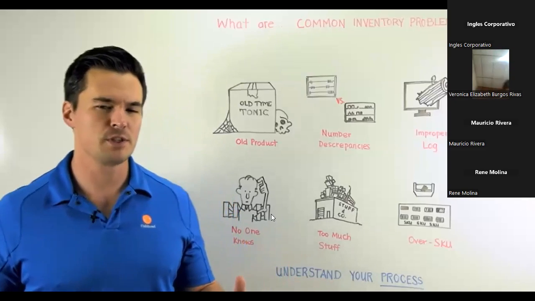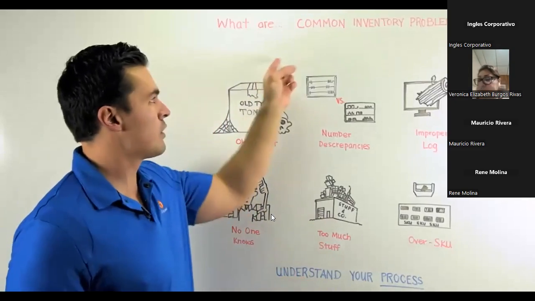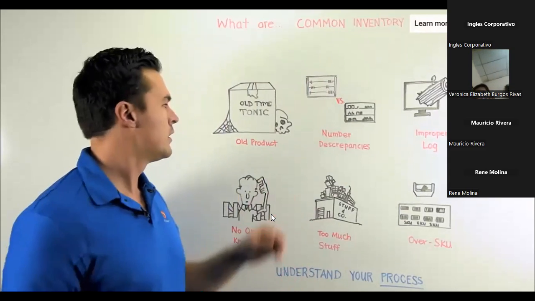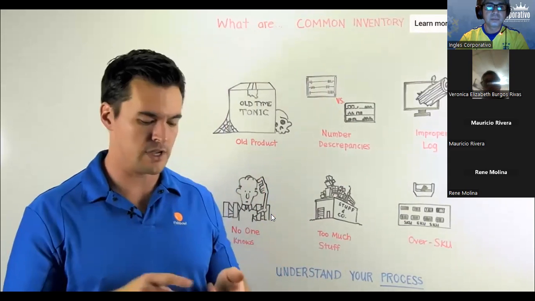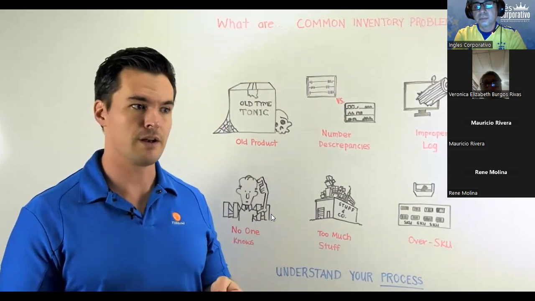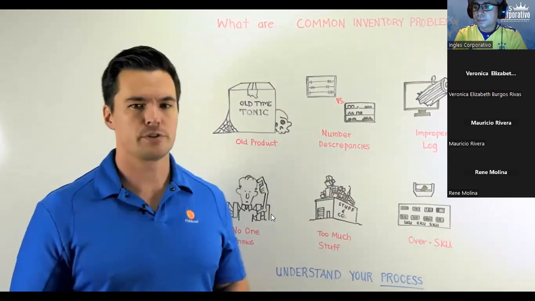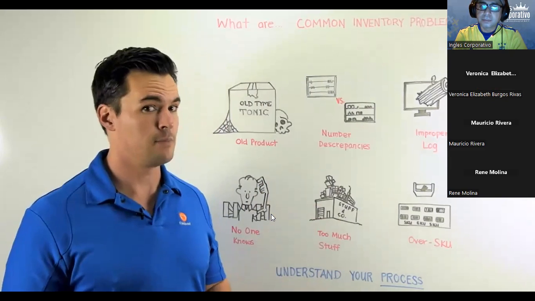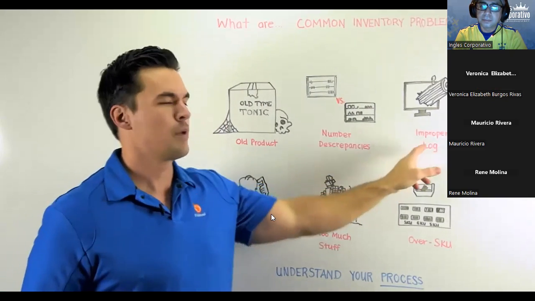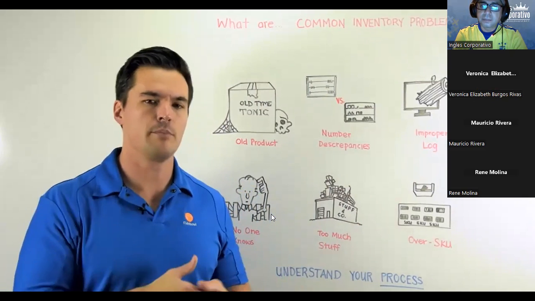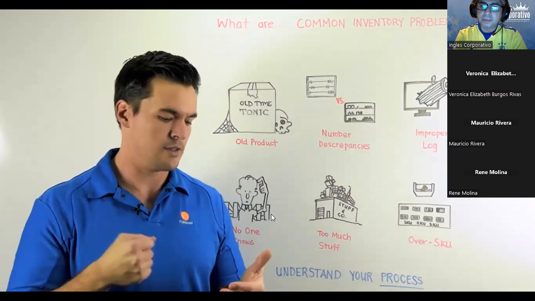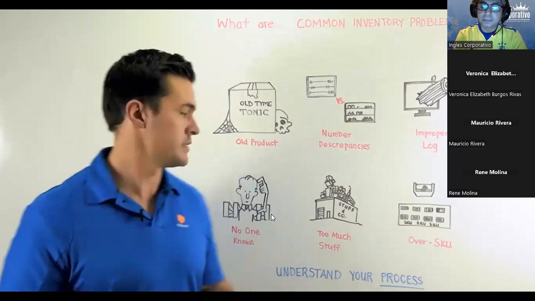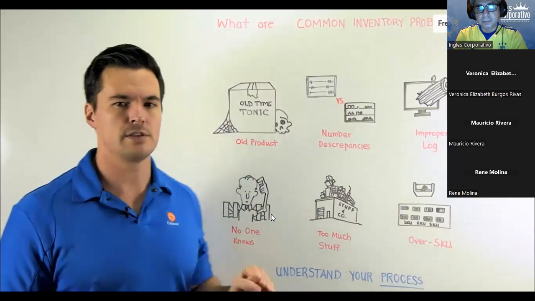Hi, this is James from Fishbowl. This is Whiteboard Wednesday. Today we are going to talk about what are common inventory problems. There are way too many to list, but let's just go over a couple that are very common. We've got old products sitting on the shelf, whether we're just not using it, it's not shipping out often enough, or we've forgotten about it, it's expired, etc. We have number discrepancies between what's in our book or abacus compared to what's on our shelves. Very big problem, very common, so don't feel alone. Improper log, meaning we're not putting the information that we have about our inventory into that spreadsheet, into our computer, whatever we're using to track all of those things and our processes. No one knows. Man, this is way too common.